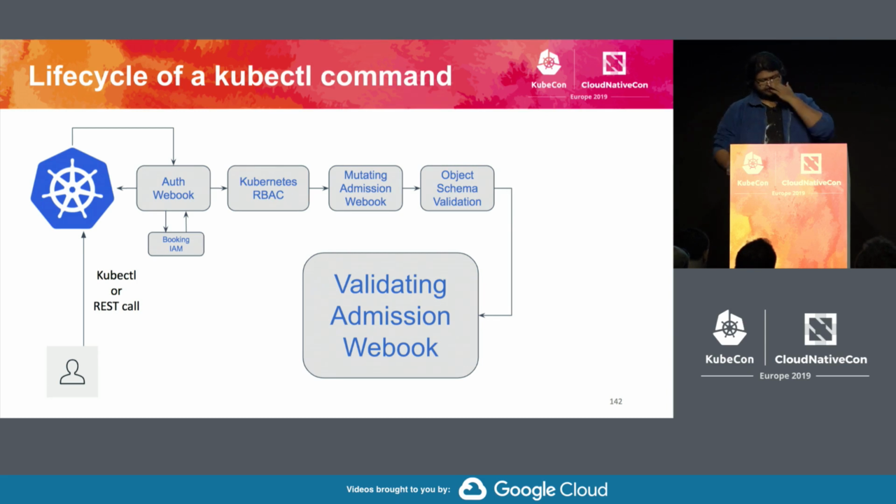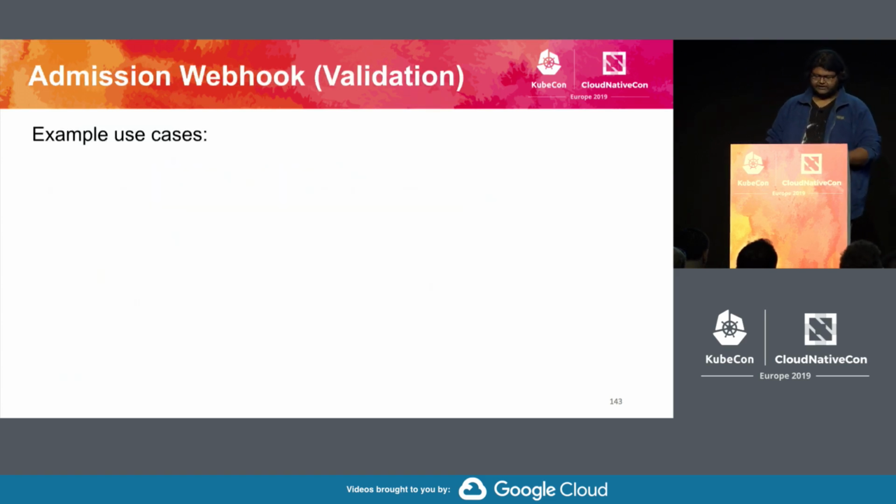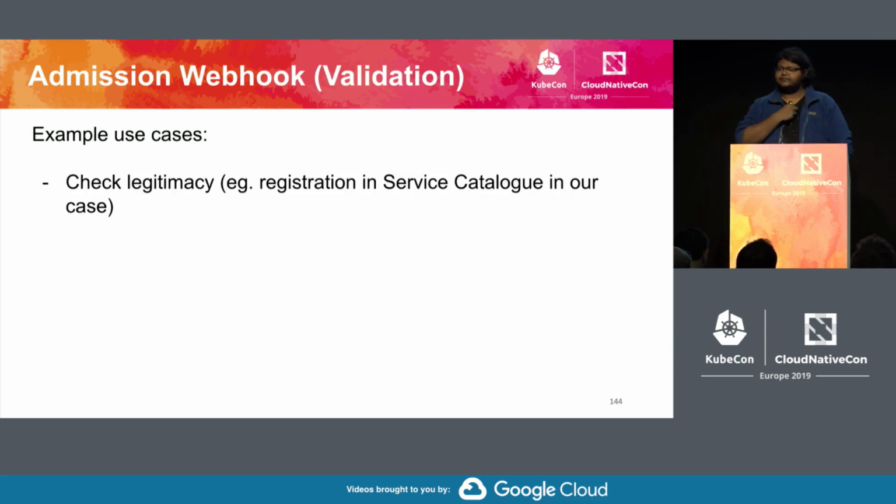So it's quite like mutating admission webhook, but validating admission webhook also intercepts the request, but it cannot mutate it. It just validates that the field values are correct as per your organization requirement. You can check any field, and then you can reject the request based on your requirement if some field has some unexpected value, or if someone is trying to do something differently than your expectation. Some example use cases for using validation webhook is like, you can check legitimacy of the pod or service or object that is being created.